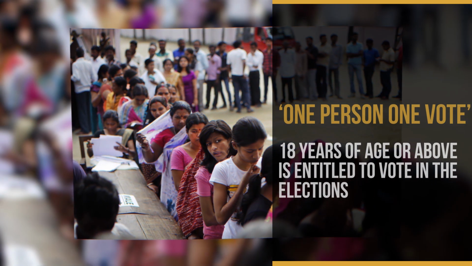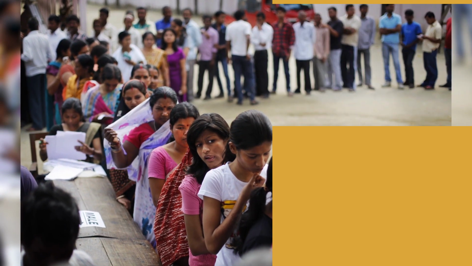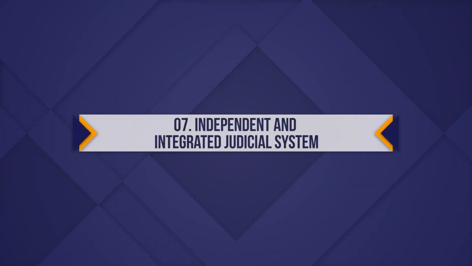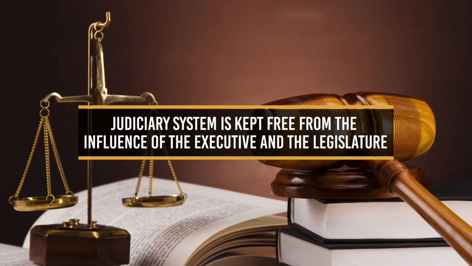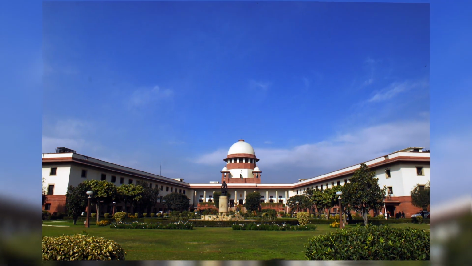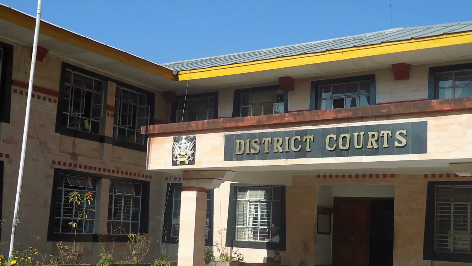Every Indian who is 18 years of age or above is entitled to vote in the elections irrespective of caste, sex, race, religion, or status. Number 7. Independent and integrated judicial system. The judiciary is kept free from the influence of the executive and the legislature. As an integrated system, India has the Supreme Court as the apex court, below which the High Courts come. The High Courts in turn supervise the lower courts.